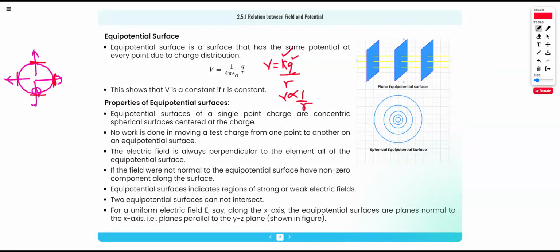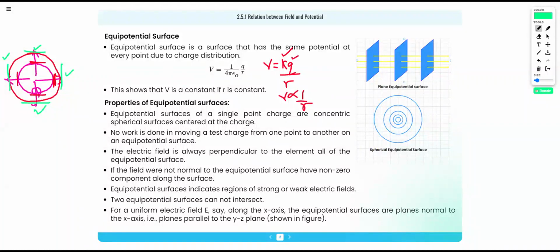Now if I draw one more circle which is bigger than this one, the potential will be the same here also, here, here, and here. Why? Because it depends on R, and here R is not changing. Is it changing? No, it's not changing.